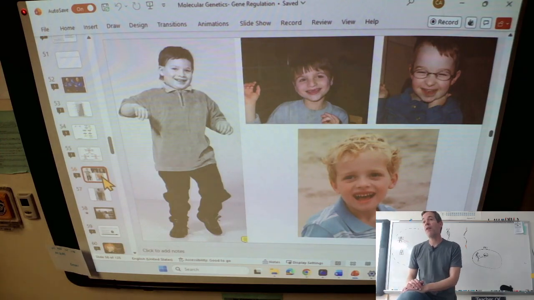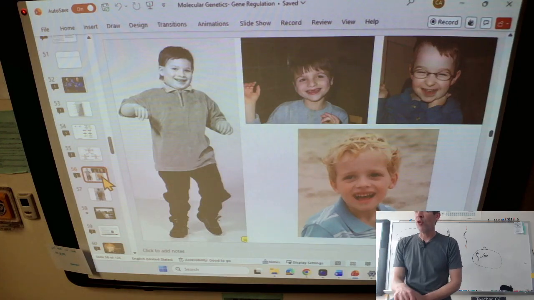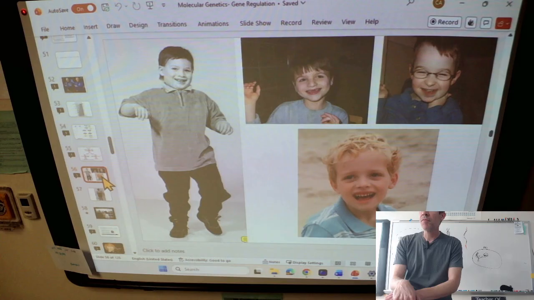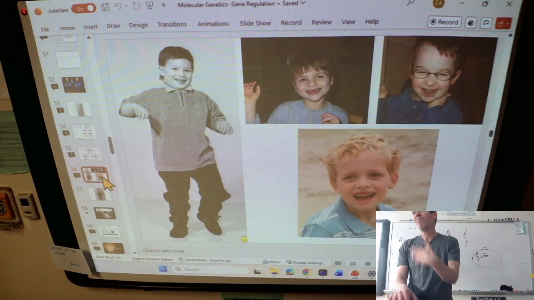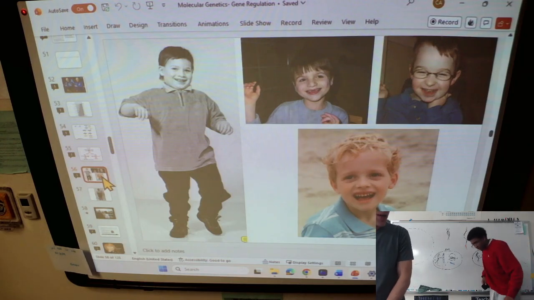Enzymes can build stuff up or break stuff down. So like, for example, when you were 1 year old, you weighed however many pounds, and now you're an adult. What built you up? Enzymes. So enzymes can build up or break down.